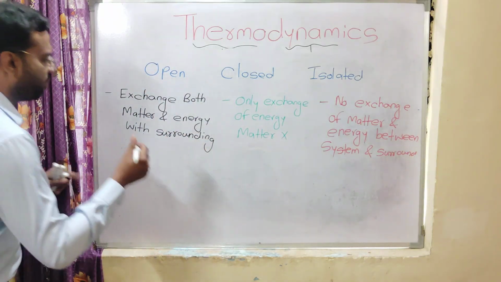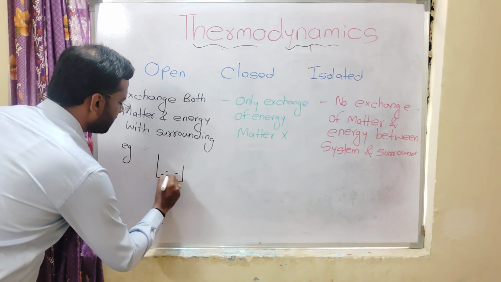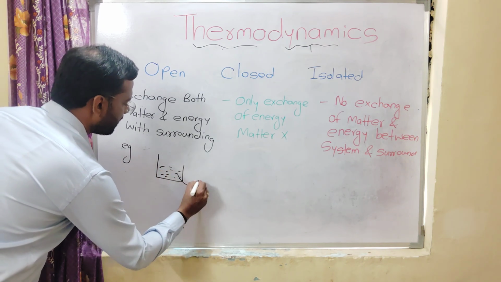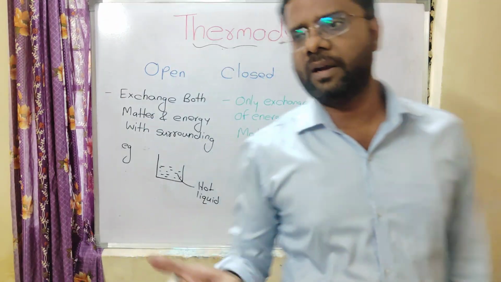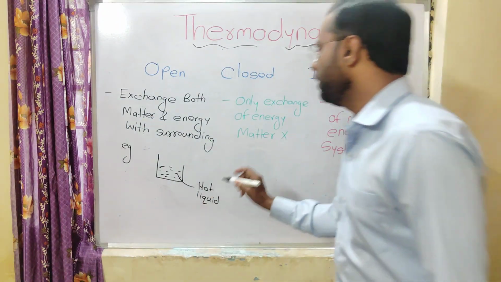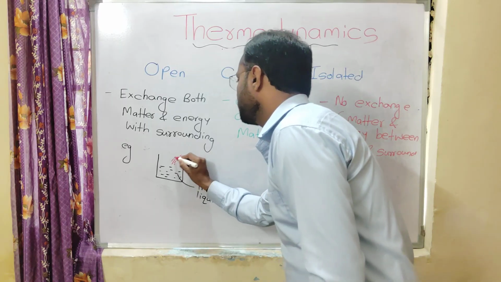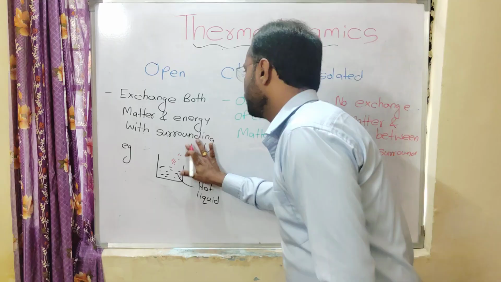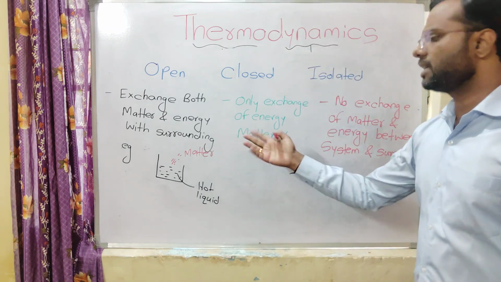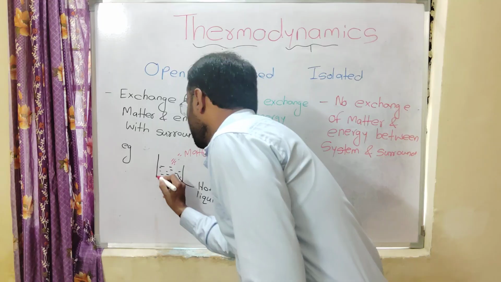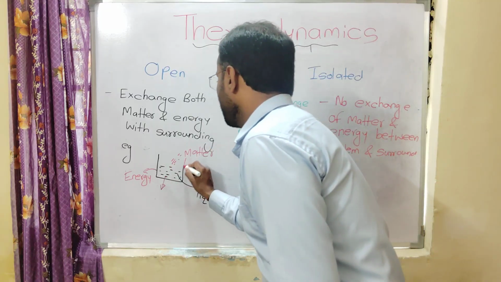So let's see the examples. What is an open system? See, if we take any open container in which we fill some hot liquid, and keep that container in an open space, what we observe is, as it is a hot liquid compared to the surrounding, some matter in the form of steam is directly exchanged with the surrounding, and from the wall, energy is also exchanged. So this is an open system example.